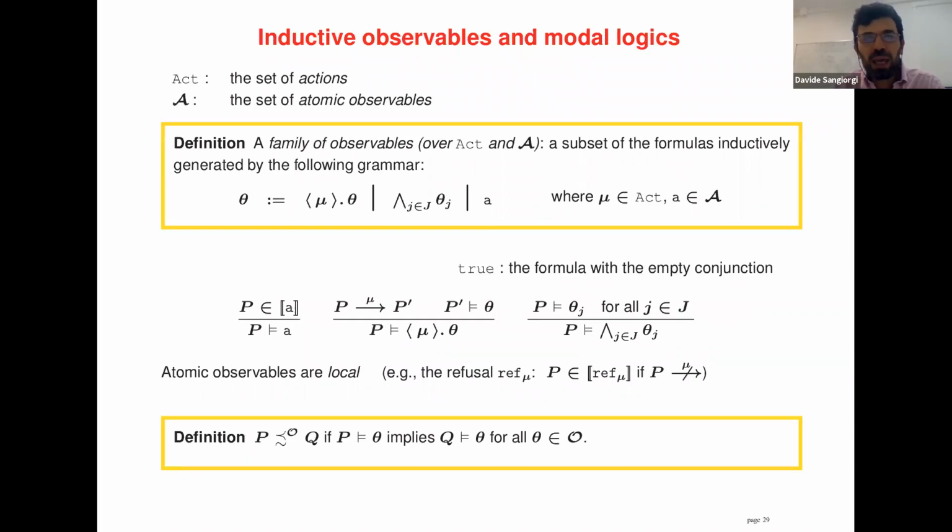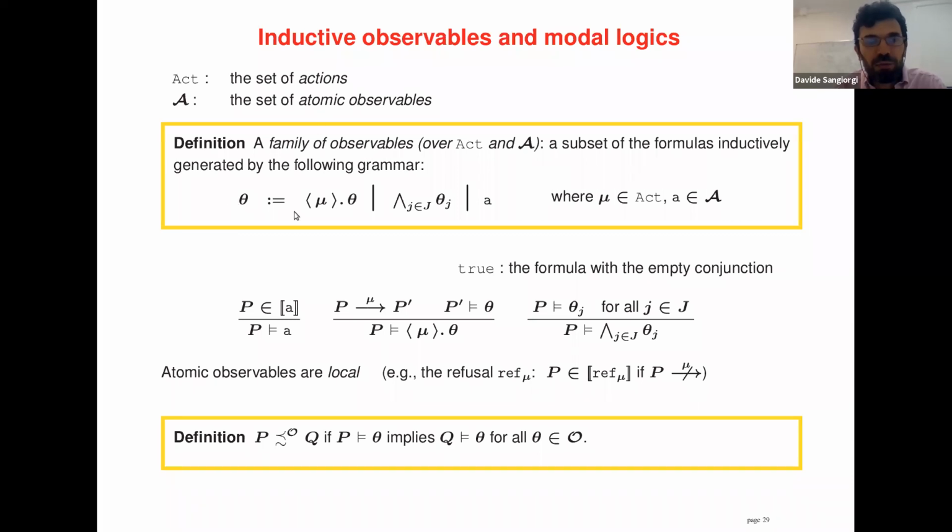So first of all, I have to say what an inductive behavioral equivalence is. As I said before, it's an equivalence, a preorder. In fact, I will work with preorders now. So it's a relation based on observables that are inductively defined. So what is an observable?